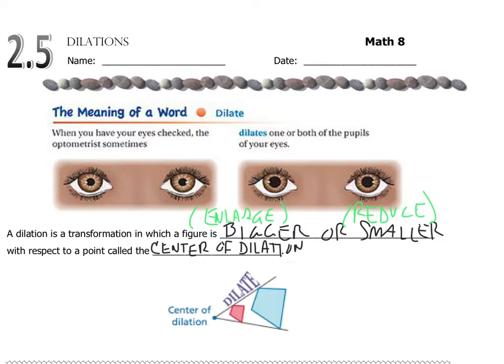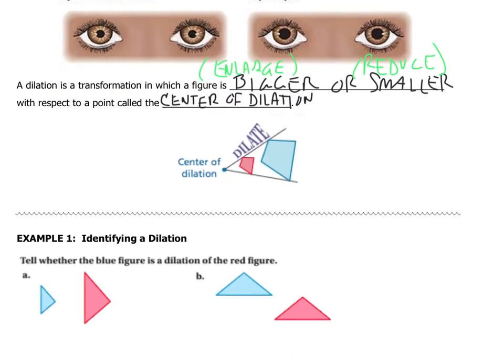You'll see in the picture here that we have two shapes. The red shape is this quadrilateral, and it has been enlarged to the blue shape, and this is the center of dilation, which is a point off to the side, which will be our point of origin. It's not always going to be that. That's what we're going to focus on this year.